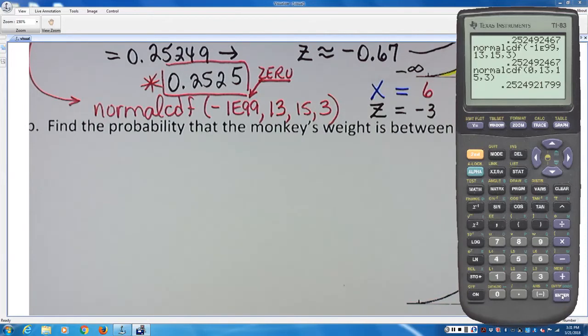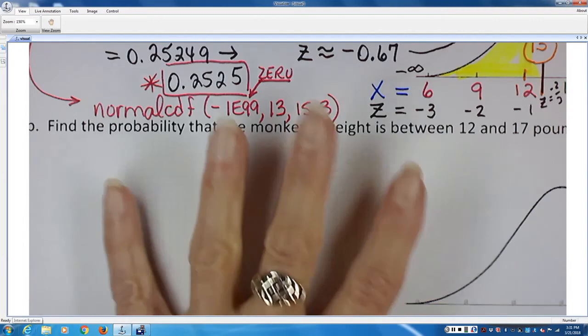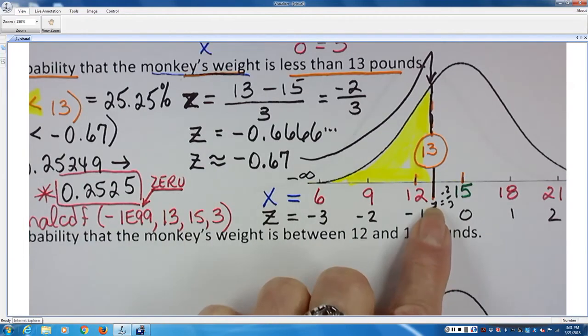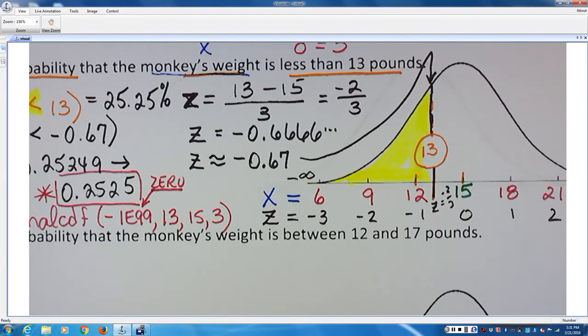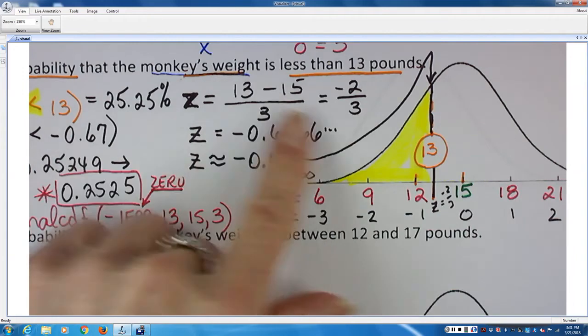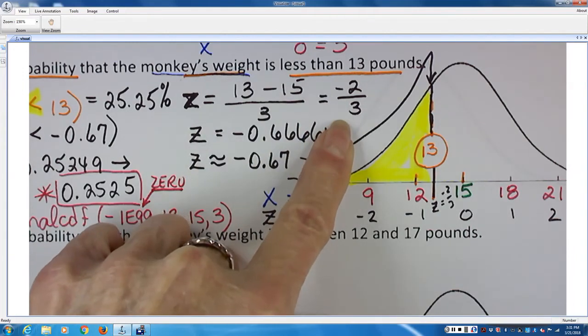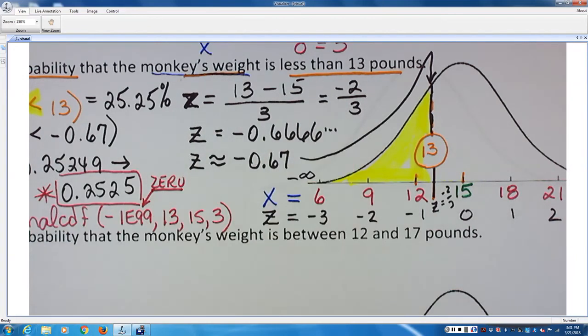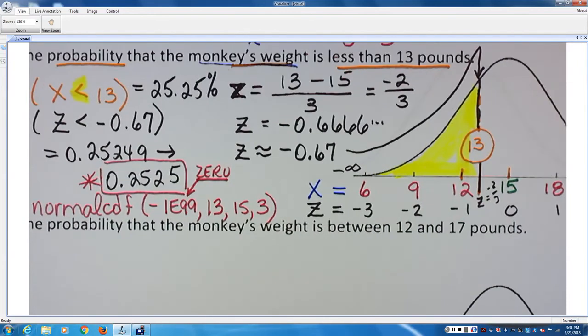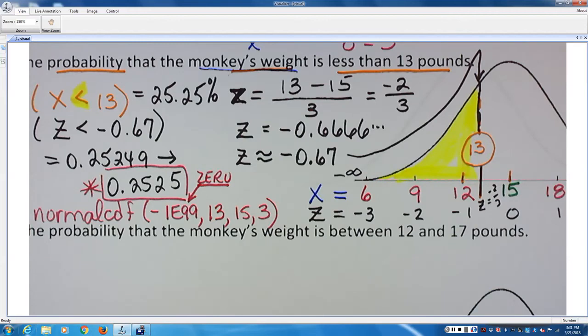Okay? So what we're doing with this formula is we're actually using the z-score formula to locate where our boundary values are in terms of the x-scores. We're able to put it in the right place. Because the monkey weight of 13 pounds corresponds to a z-value of negative 2/3 of the standard deviation below the mean. Okay? Those are all tightly connected to one another. They mean the same thing.